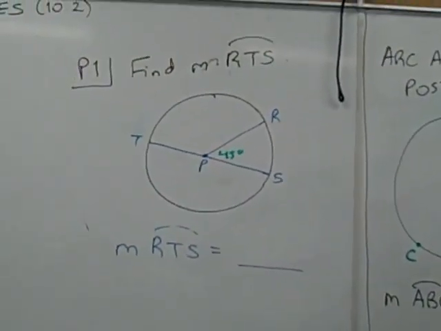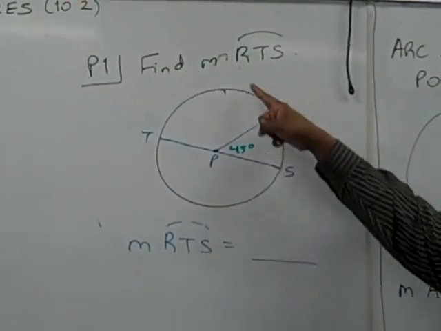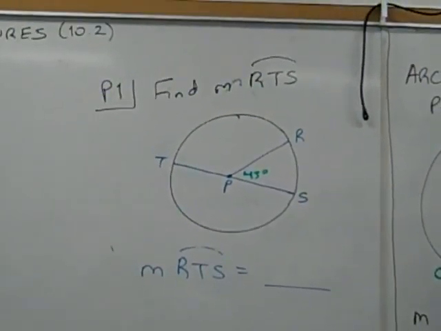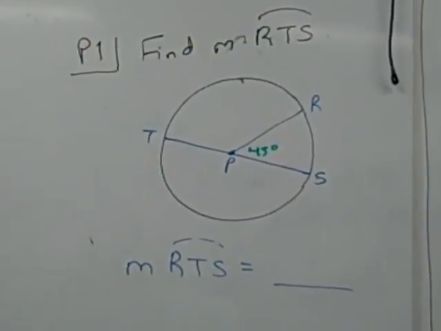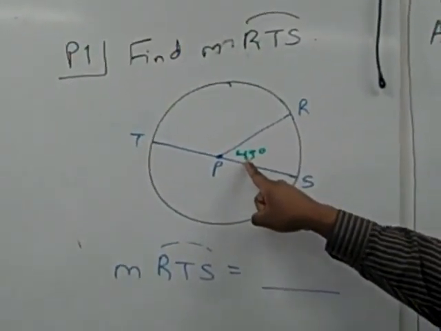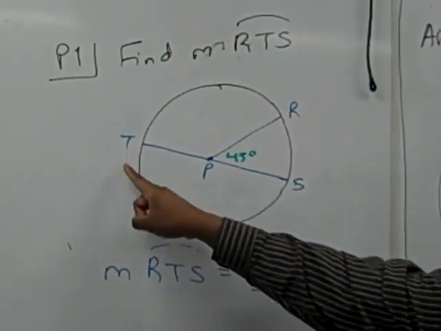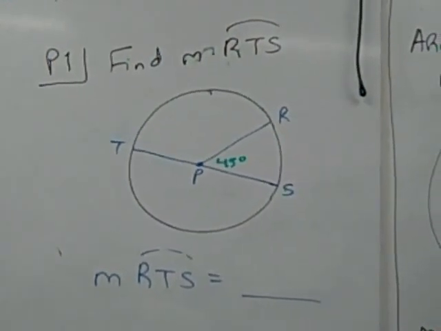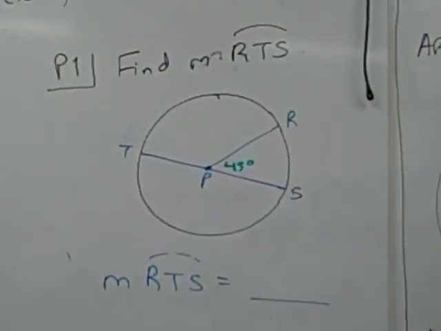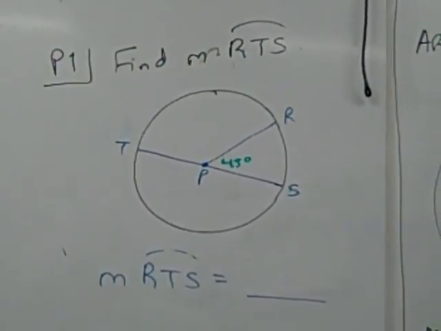Our first problem is to find the measurement of arc RTS. Okay, RTS. So here's our picture right here. I'll give you a moment to draw that out. Notice that this says 45 degrees. R, S, T, and then P is the center of the circle. So this is called circle P.